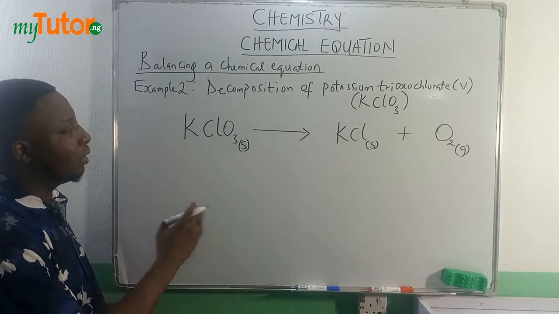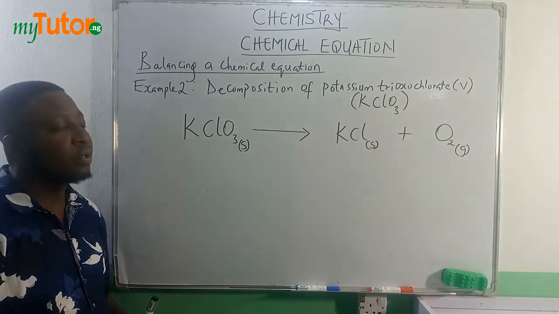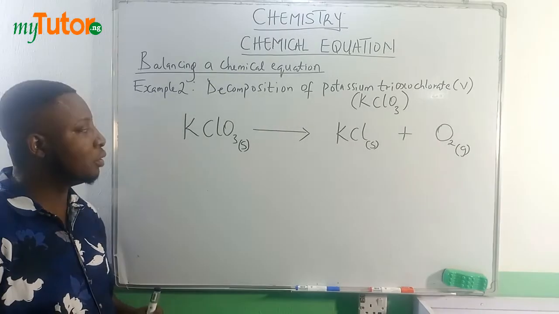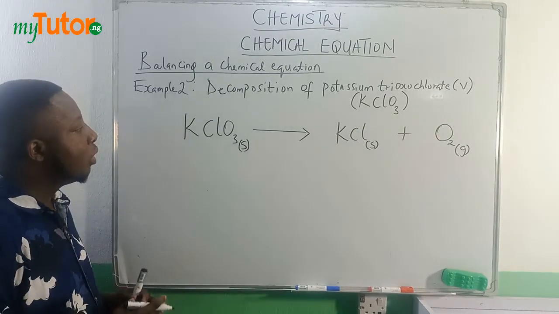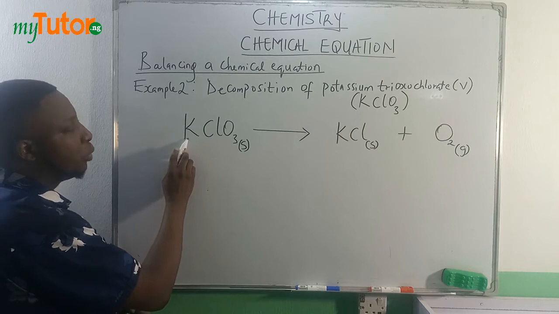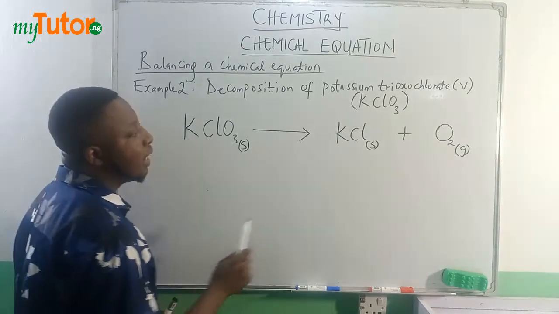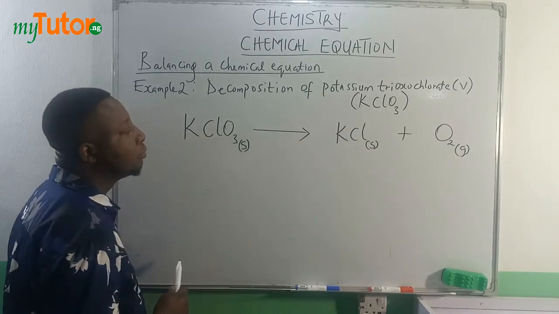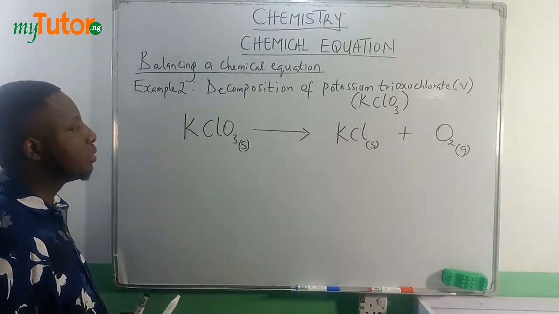So we have our equation. So the next thing is to check if this equation is balanced. On the left hand side, which is our reactant side, we have one atom of potassium. On the right hand side, we have one atom of potassium. So the potassium is balanced.